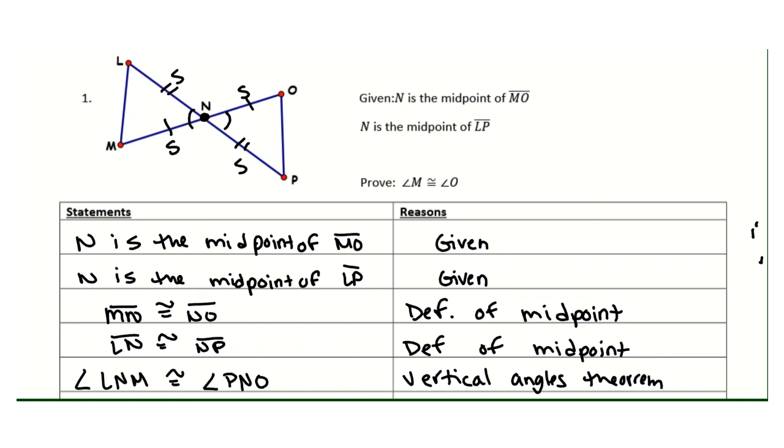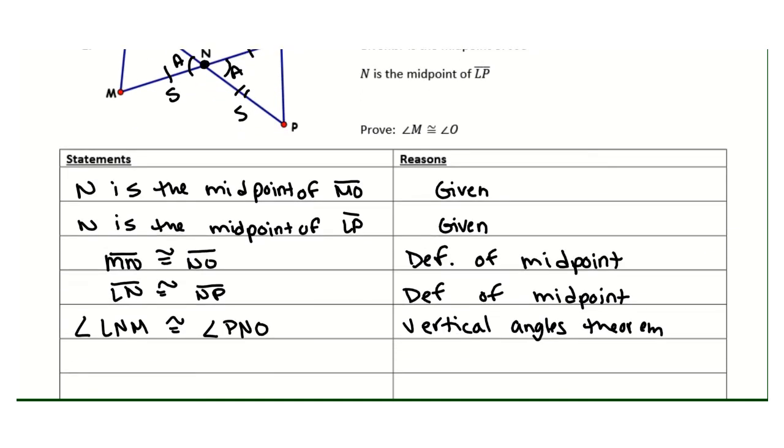Oops. Only one R in theorem. There we go. So now I have a side, an angle, and a side. So we've just proven that this triangle is congruent to this triangle. So I can say that triangle LNM is congruent to triangle PNO by side, angle, side congruence.